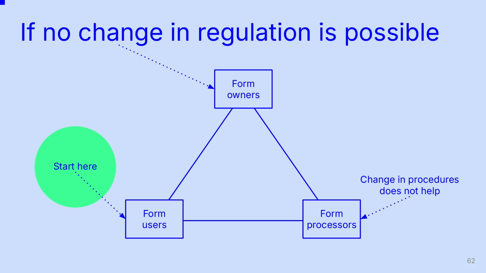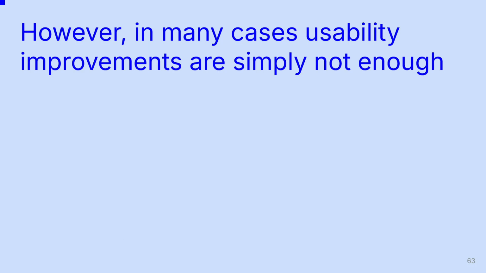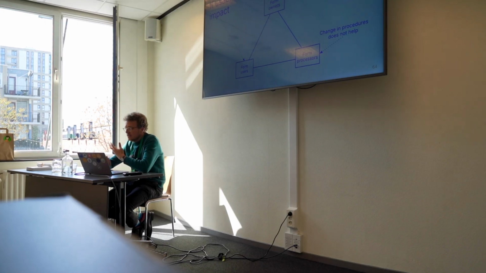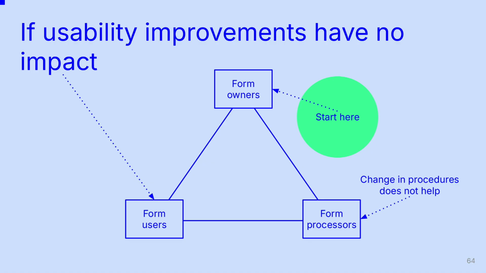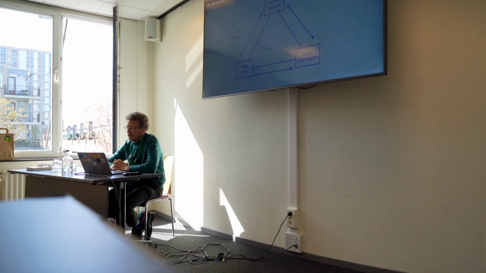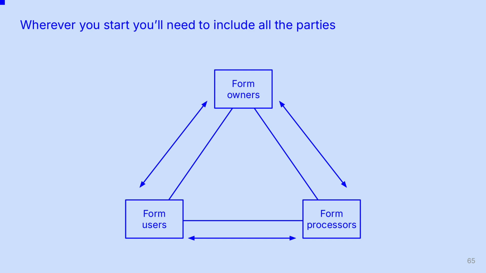But in many cases, the usability improvements are simply not enough. And if then the change in procedures also does not help or is not feasible, then we need to go back or on top, however you want to call it, to the form owners and start there. And no matter where you start, you need to include all the parties to get the requirements from all sides. So that's where this is a triangle, because all the different parts are connected.